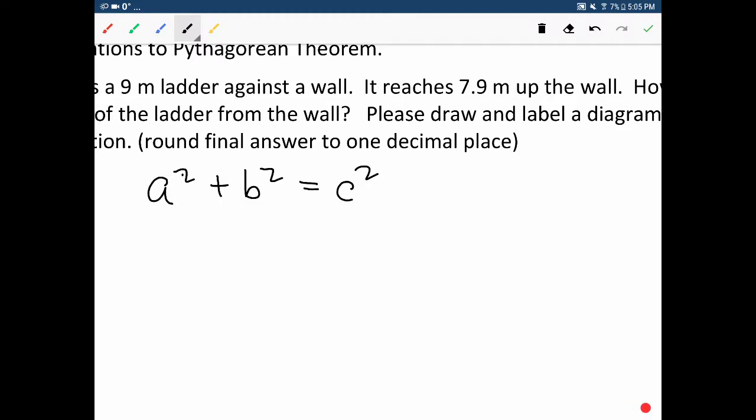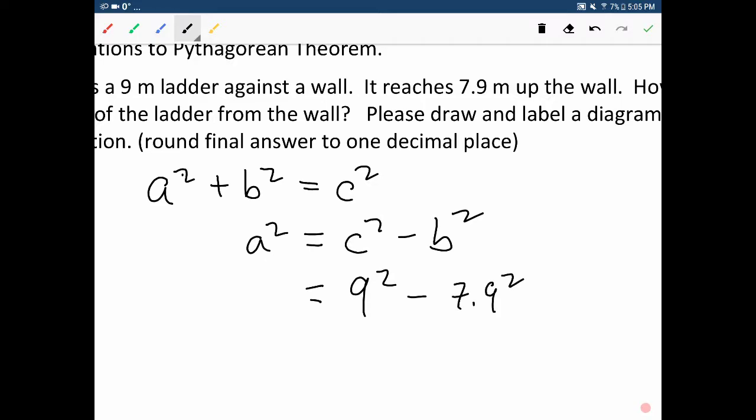Okay, so this is going to be exactly the same as the other one, except that we're looking for A, but that's not really going to affect anything. We're just going to say A squared. And actually, you know what? Never mind. I was going to sub numbers in and then isolate. Let's isolate first. So we're going to move the B squared over to the other side. Here's what I did on the last one, so I don't know why I started doing it differently. Okay, we move the B squared to the other side. It's now a negative, and now we start plugging in our numbers. So C was 9, and then we had 7.9 squared.